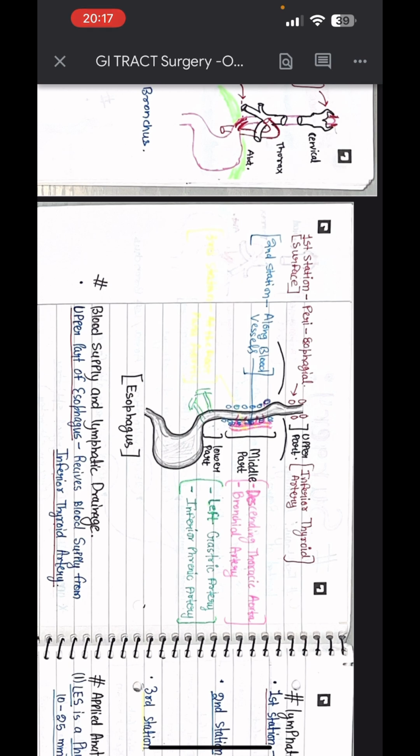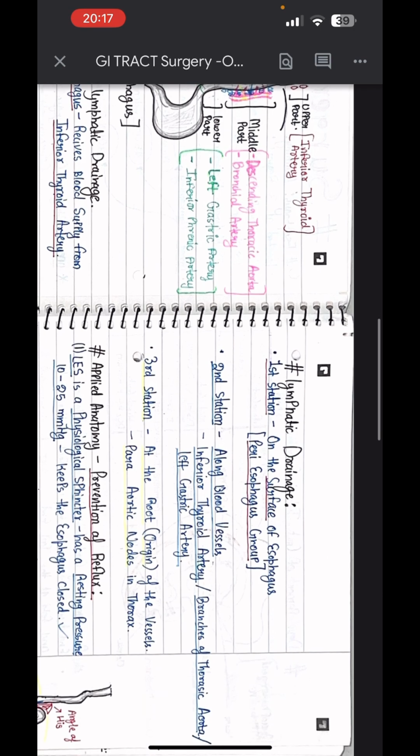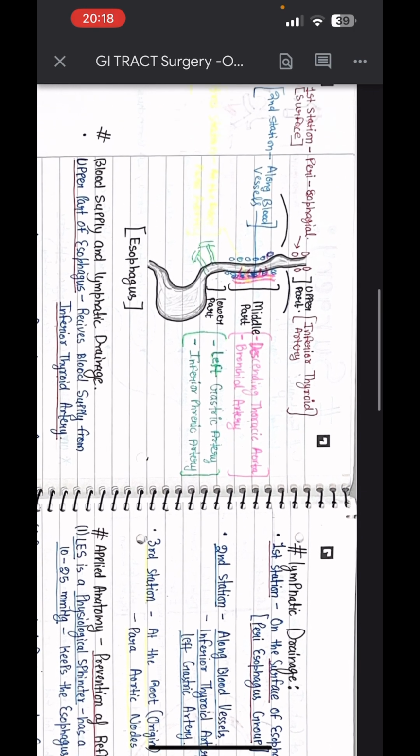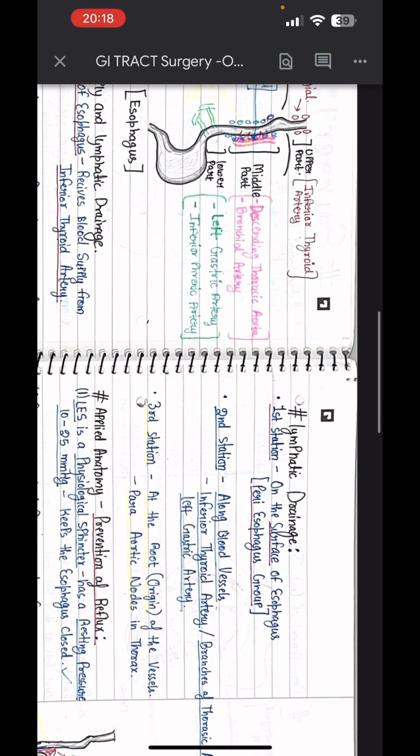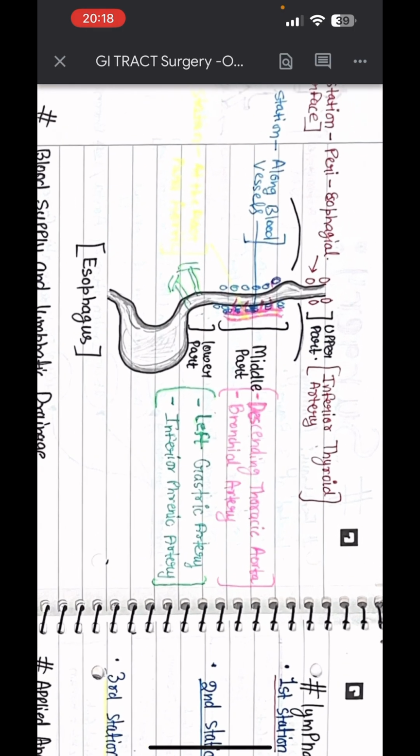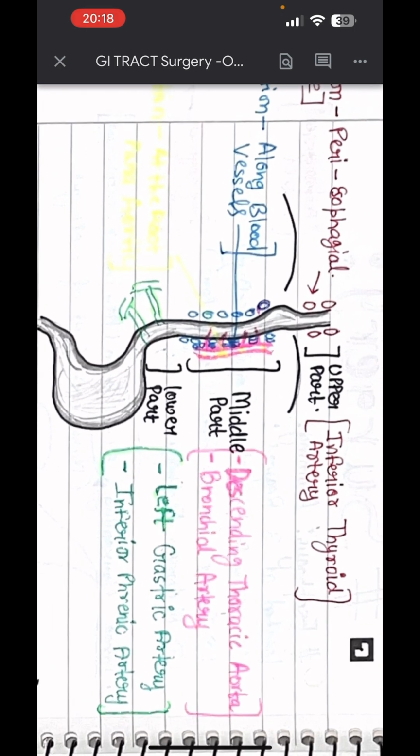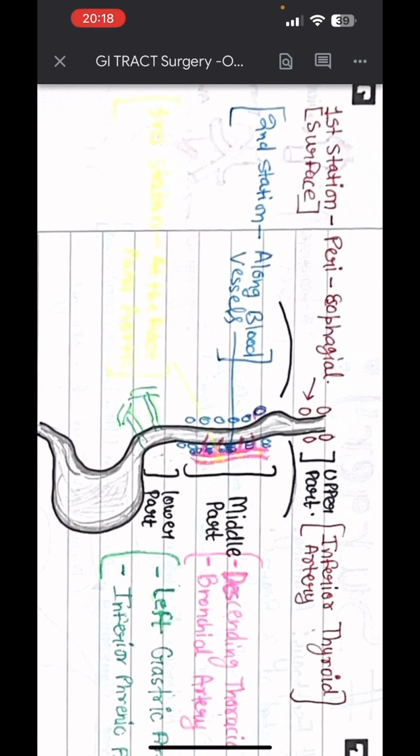So first station is on the esophagus, as we know that it should be on the organ, and second station should be along the blood vessels. So here is our blood vessels, and you can see the second station, that the pink color highlights that this is descending aorta or aorta. So second station should be along the blood vessel which is supplying to the esophagus, right?